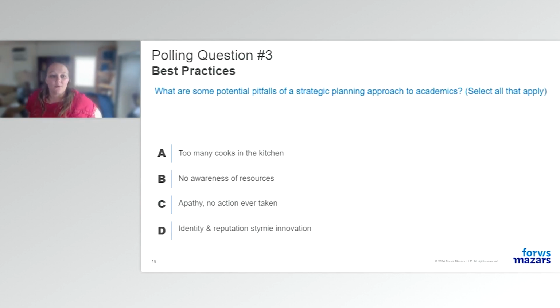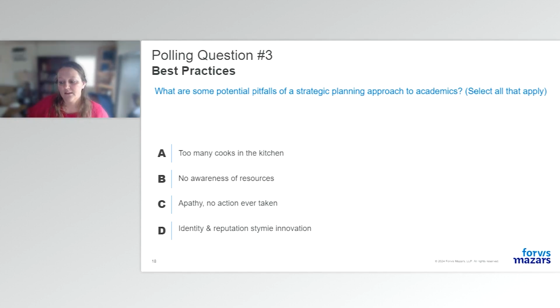Okay? So in our remaining time together, limitations of an institution-wide strategic planning process might ultimately hold us up here, okay? So some potential pitfalls of strategic planning apply to academics. Too many cooks in the kitchen, okay? No awareness of resources, some apathy, and then potentially the potential for identity or reputation to limit innovative approaches.